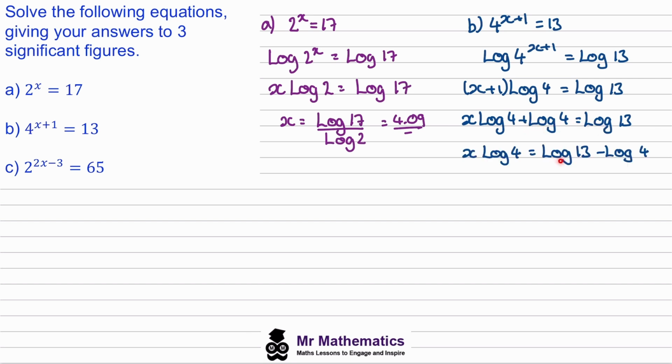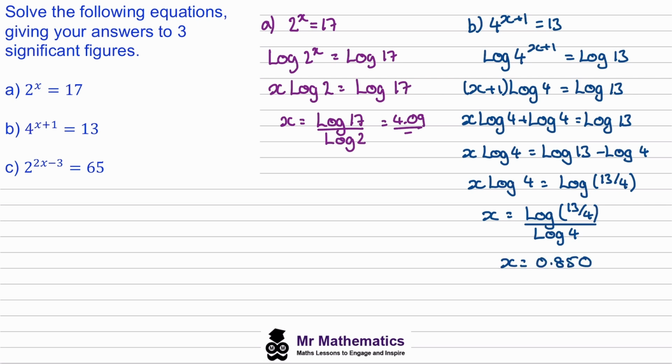So now you can see that on the right hand side, we've got the log of 13 take away the log of 4. Now we could leave this as it is, or we could use the division rule to write this as a single log. I'm going to simplify this using the division rule. So we get the log of 13 over 4. And then all we need to do is divide both sides by the log of 4. And then we can work this out on our calculators. And to 3 significant figures, we get x is 0.850.